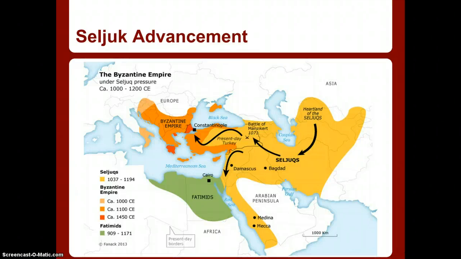So we can see here that the Seljuks have their origins in Central Asia, and as they move through the Middle East, they move through Anatolia, and eventually they're going to have some tension with the Byzantine Empire itself. And as you can see by looking at this map, the yellow is going to be their initial movement, and over time they're going to move well into Europe.